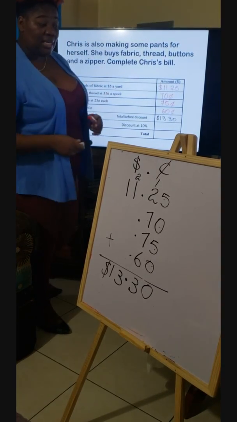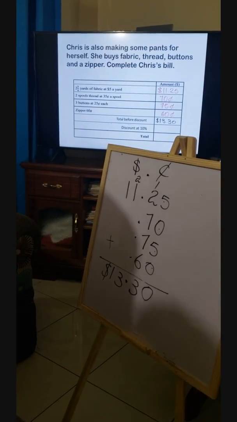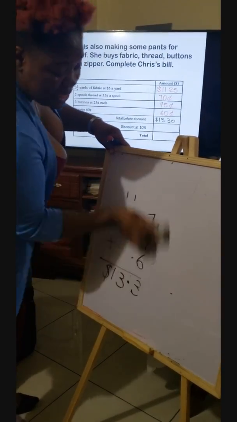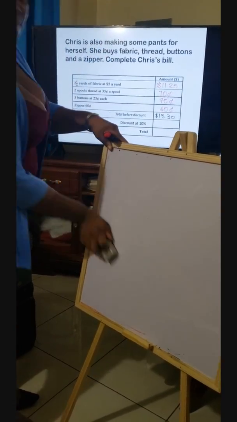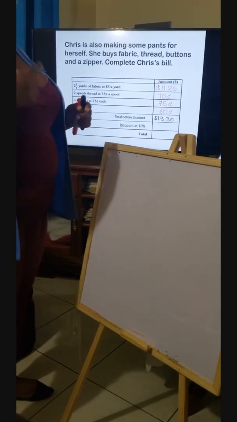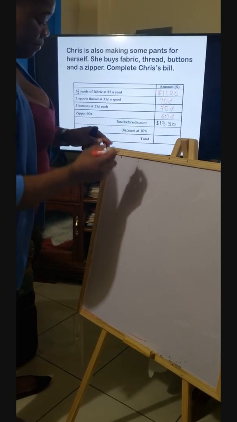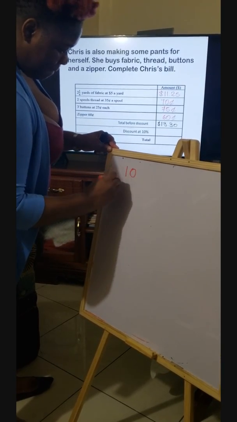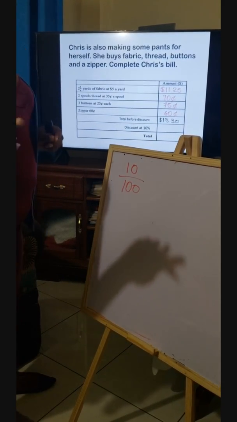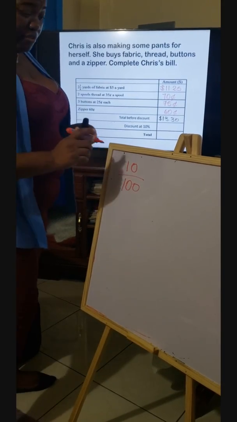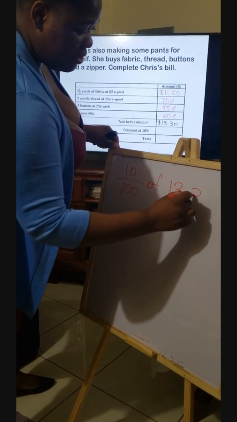Now, the discount is 10%. Do you know how we find 10%? All right, let's see if we know how to even write 10%. When we talk about percentage, what are we referring to? We're referring to out of 100. So here we have 10%. That means 10 out of 100. And we write it like this. So 10 out of 100 means 10%. And we want to find 10% of $13.30.